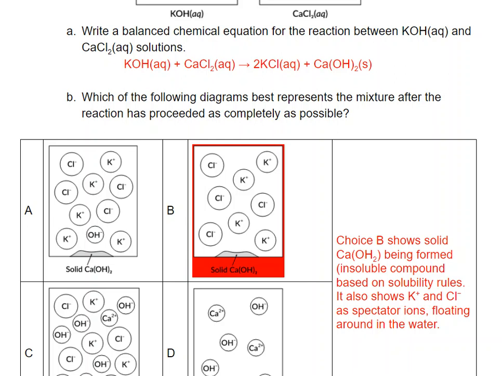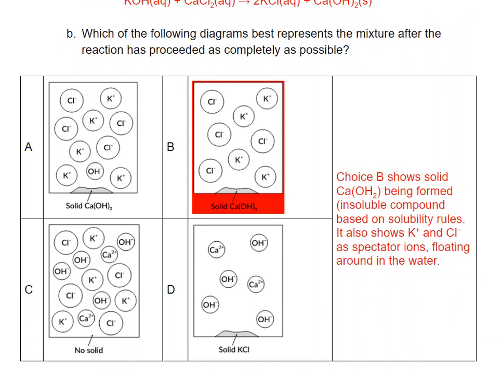So choice B shows our solid calcium hydroxide being formed. That's insoluble based on the solubility rules. And it also shows the potassium and chloride ions floating around as spectator ions.